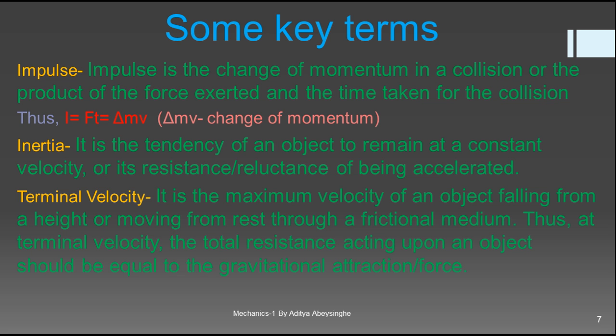To get rid of inertia, we have to exert some unbalanced force on a system, or a system of forces that will make a resultant force. Terminal velocity, although I explained it here, is actually a concept that will be discussed in later videos on Mechanics 2 and Mechanics 3. So I'll just give a simple introduction. Terminal velocity is the maximum velocity of an object falling from a height or moving from rest through a frictional medium. Thus, at terminal velocity, the total resistance acting upon an object should be equal to the gravitational attraction force.